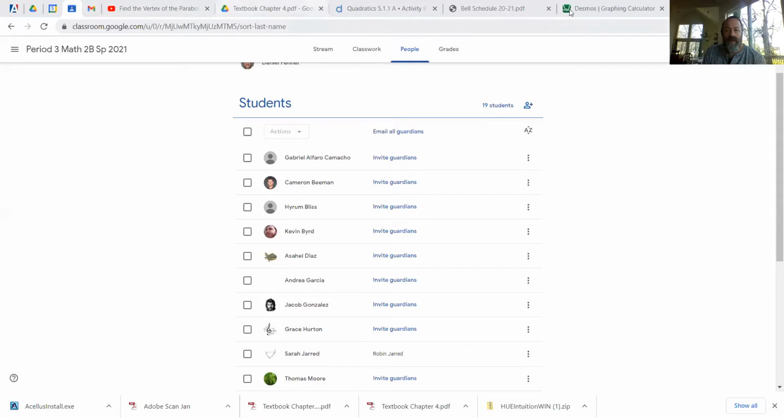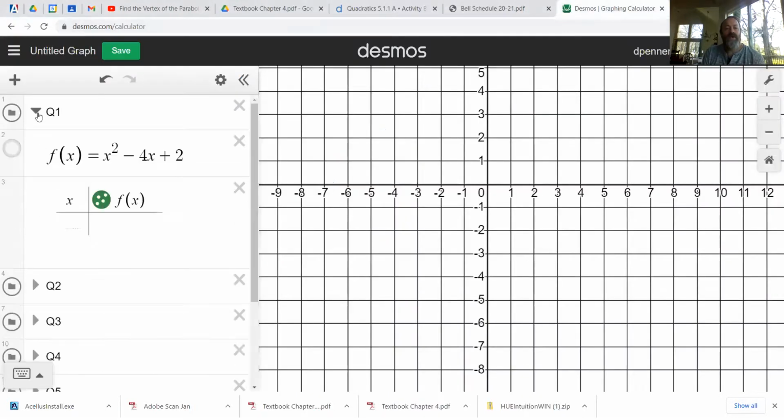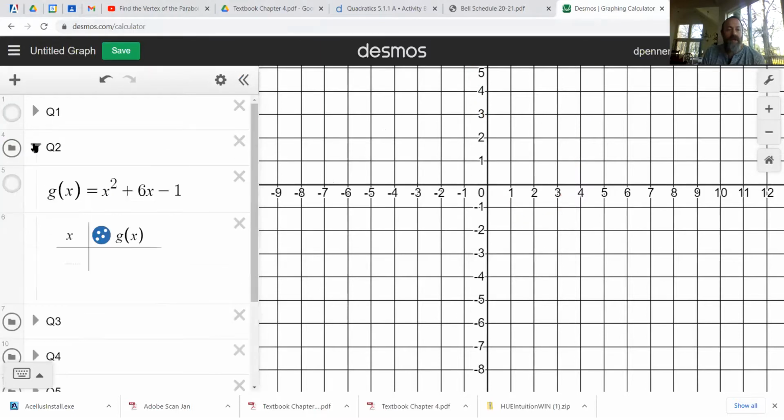Sorry, I had something else up for another class. My first question, Q1, should be opening up and should have a y-intercept of 2. When we see it, there it is: it hits the y-axis at 2. The second problem should also open up and should have a y-intercept of -1, and we can see that right there.